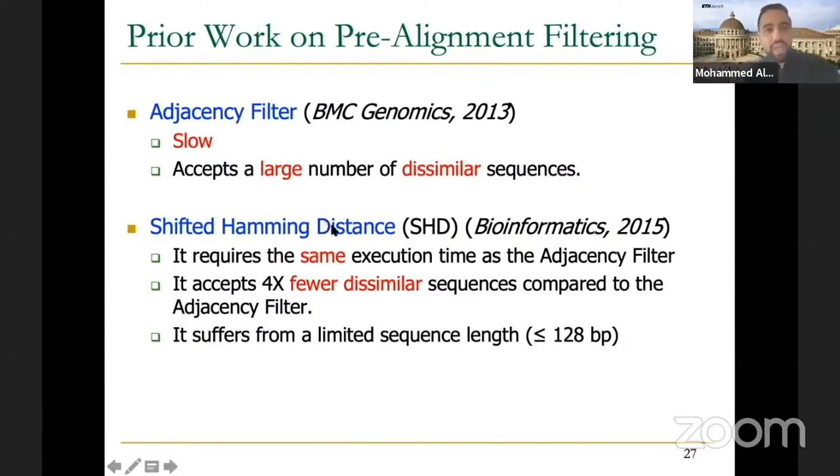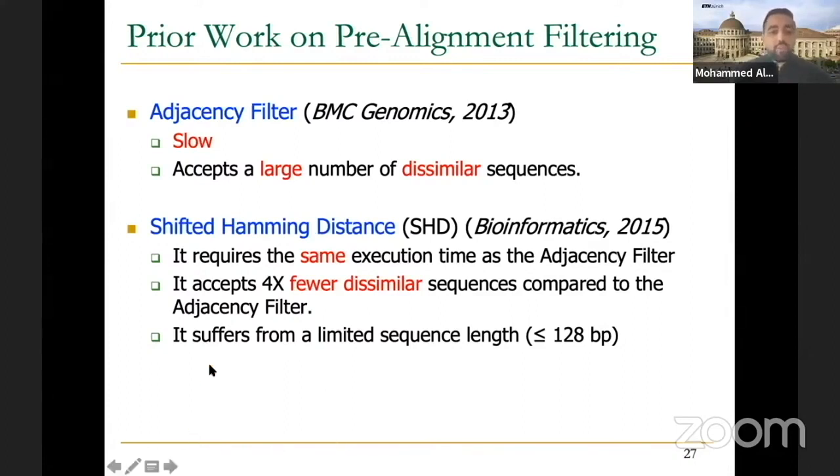They don't apply Hamming distance in the beginning, for example. So they lose some of the computation and they lose some of the benefits. That's why they accept more pairs as false positives or false accepts.